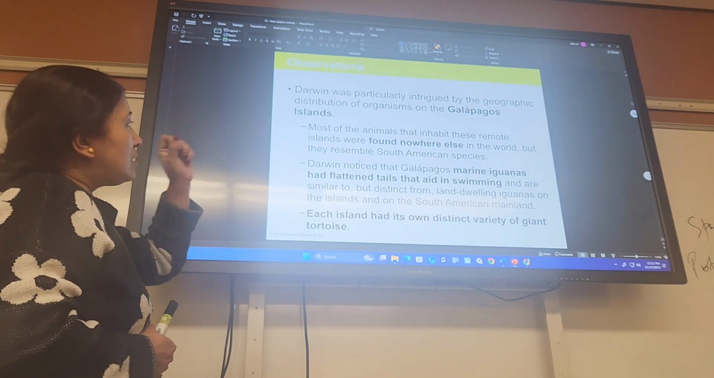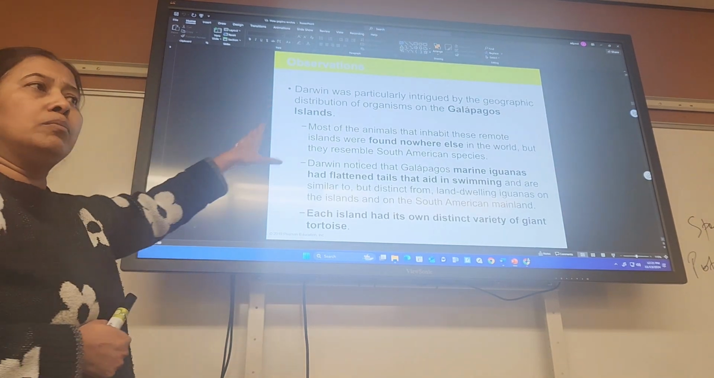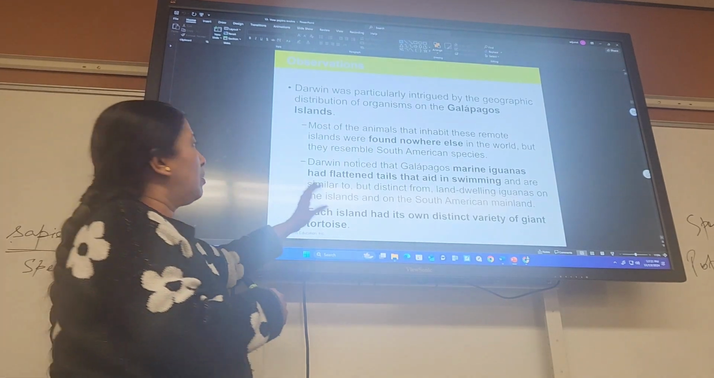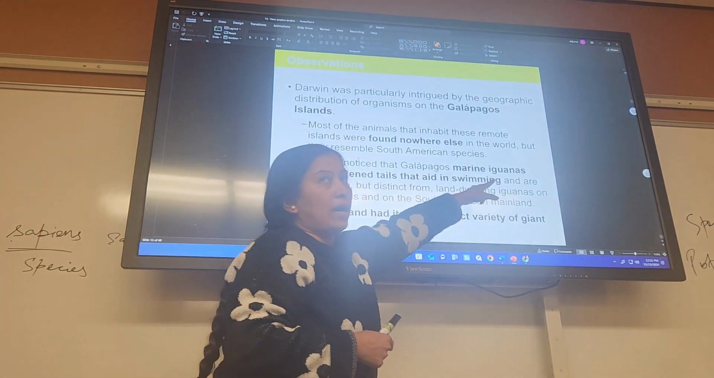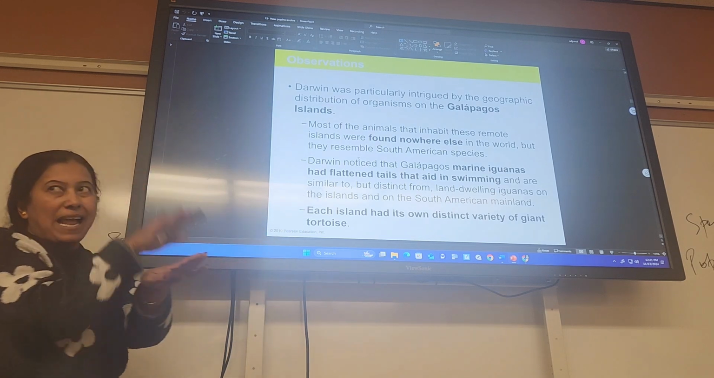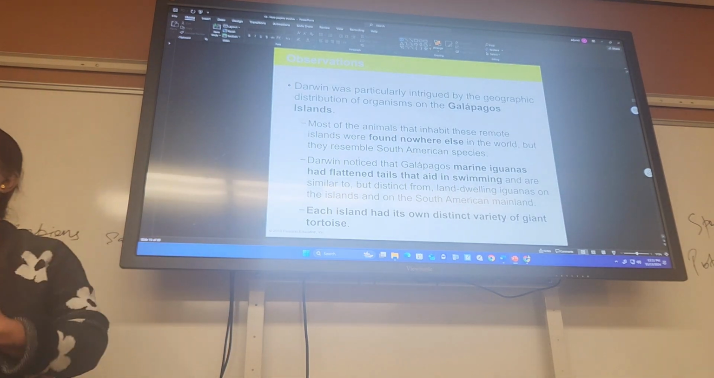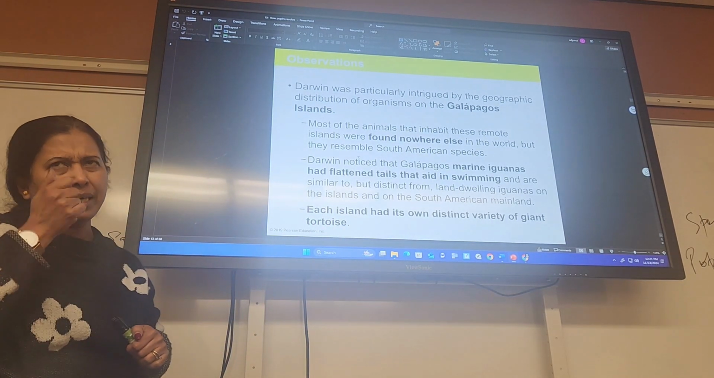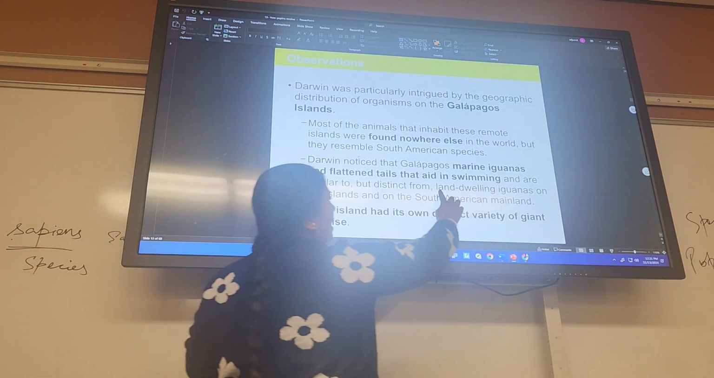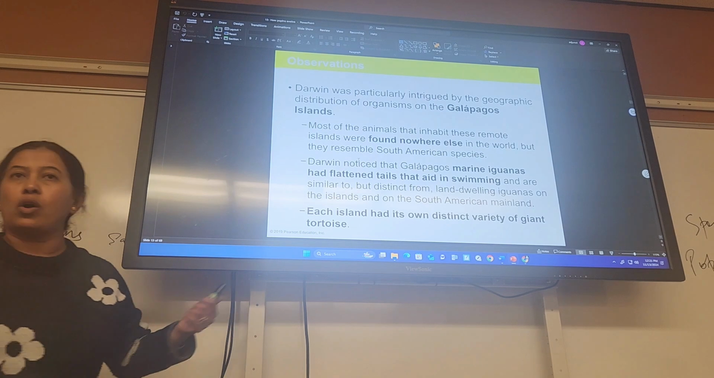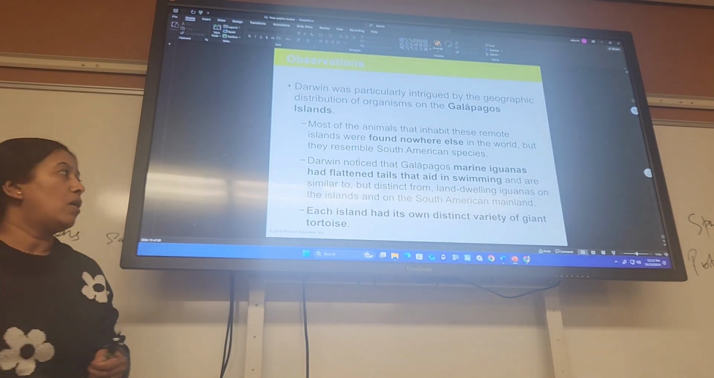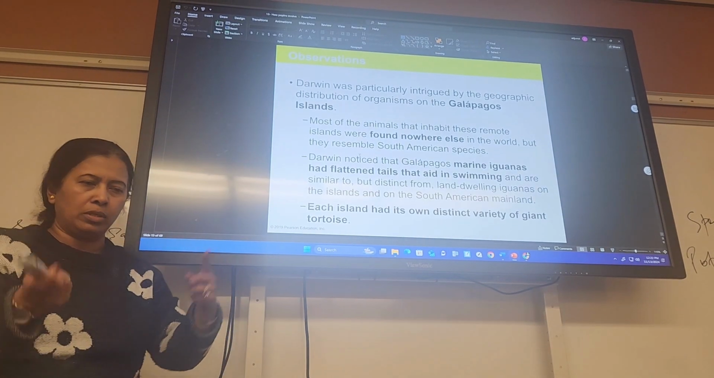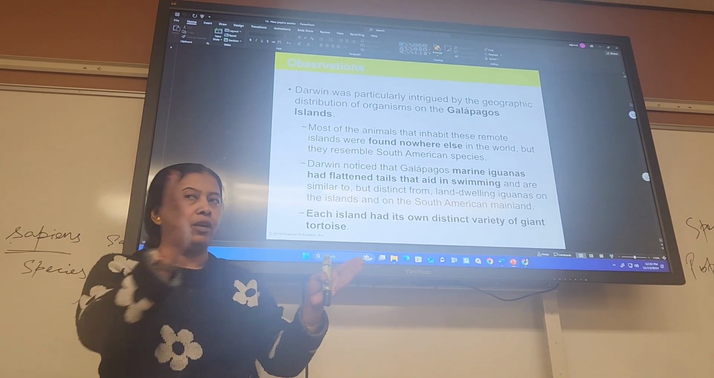Still, the most similarity that you could find was between the Galapagos Islands and South America. The marine iguanas in the Galapagos Islands had flattened tails, unlike what you find in other iguanas, which help in swimming and are similar to, but still look a little bit different from, the land-dwelling iguanas which he saw on the South American mainland. So iguanas at both places, but you see the tail looks different.